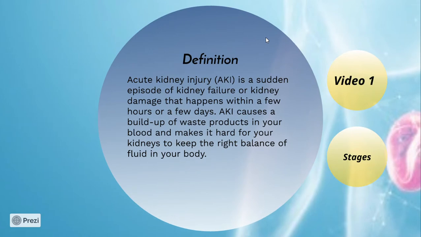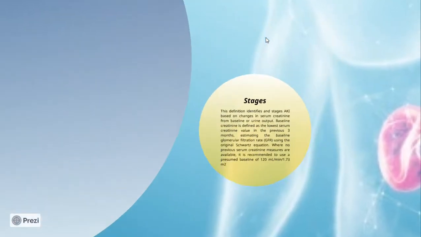Definition: acute kidney injury, AKI, is a sudden episode of kidney failure or kidney damage that happens within a few hours or a few days. AKI causes a build-up of waste products in your blood and makes it hard for your kidney to keep the right balance of fluid in your body.